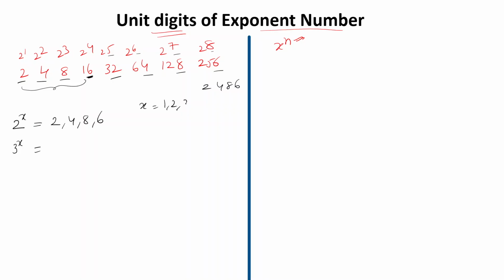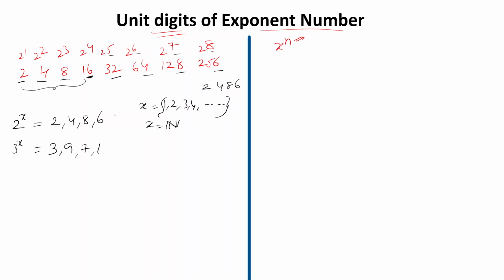Now if you see 3 to the power of x, this x is equal to 1, 2, 3, 4 and so on. So x is the set of natural numbers. Now 3 to the power of 1 is 3, then 9, 27, so the unit digit is 7, then 7 times 3 is 21, so it is 1. Then 1 into 3, again it will repeat.